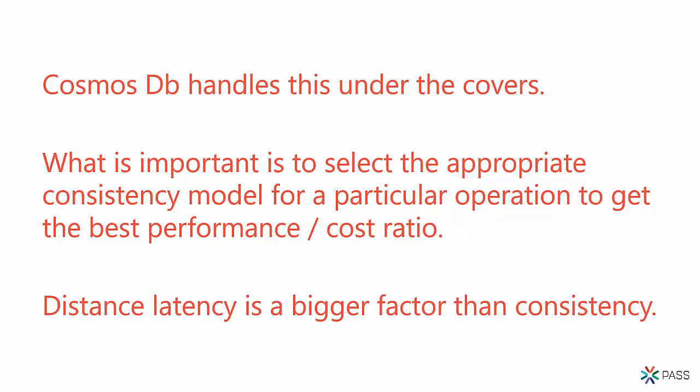And something else to keep in mind on how all this plays out in real life is that usually when doing planetary replication over large distances, the latency introduced by the distance between locations is a bigger factor in performance than consistency itself. Meaning I can go all the way to eventual consistency if I want, but if there's still a big geographic distance between my clients and where the database is sitting, then distance is always going to be the biggest factor in the latency. Okay, and this is not just for Cosmos DB, this is for any database system.